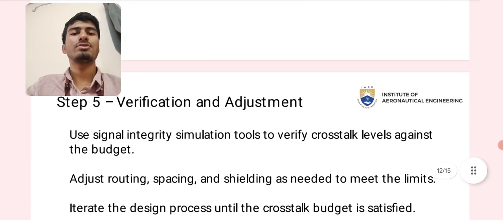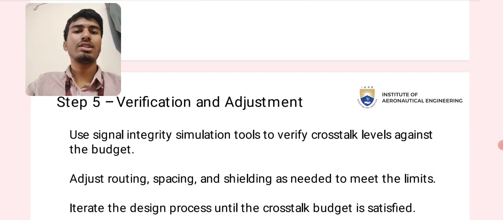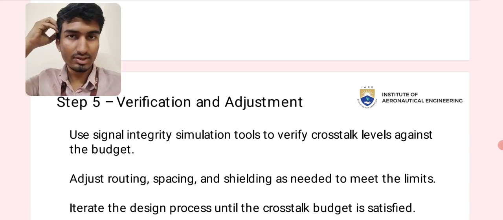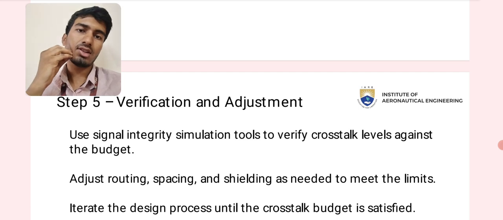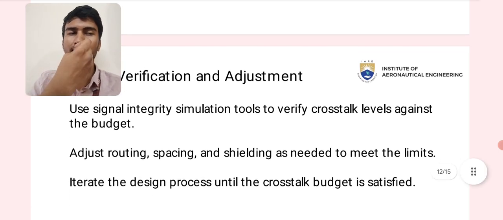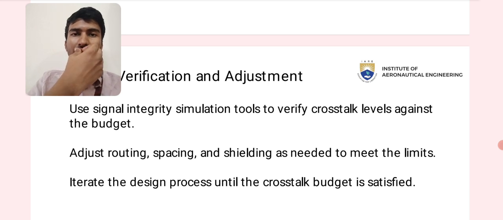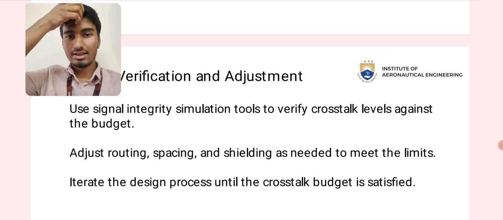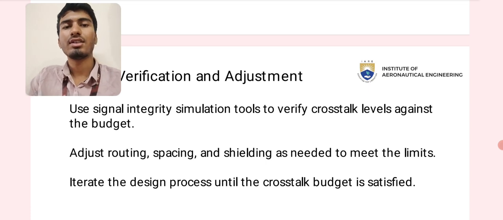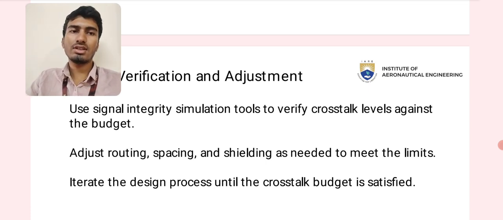Verification and adjustment. Use signal integrity simulation tools to verify crosstalk levels against the budget. Adjust routing, spacing and shielding as needed to meet the limits. Iterate the design process until the crosstalk budget is satisfied, meaning the design should be measured with integrity simulation tools.